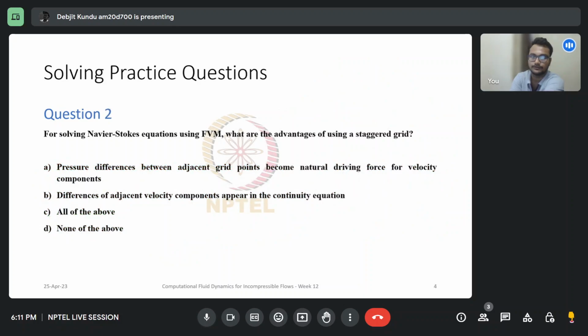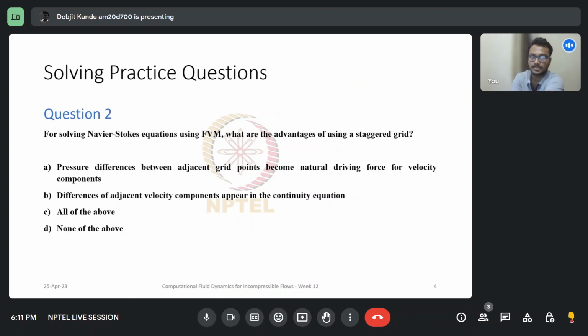We will move on to question number 2 of today's session, which is asking us that for solving Navier-Stokes equations using finite volume method, what are the advantages of using a staggered grid? So earlier we saw the disadvantages of using a collocated grid. Now we are looking at what are the advantages of using a staggered grid.